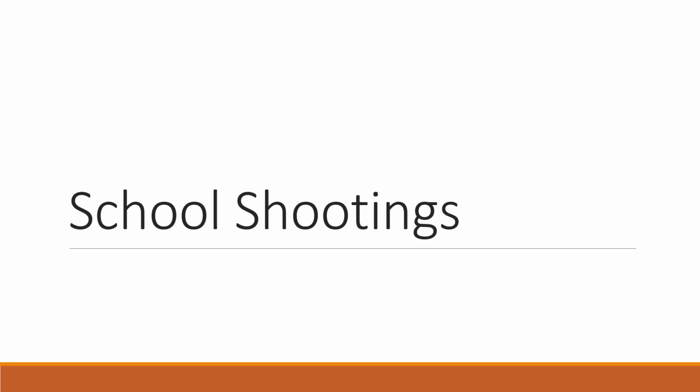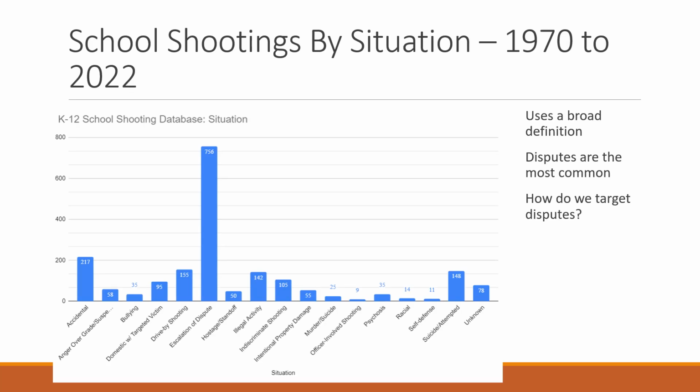In this lecture, we are going to cover some of the issues involved with school shootings. First, we're going to look at school shootings by situation. This graph was developed by the K-12 school shooting database. And here we're looking at school shootings from 1970 to 2022, and they're broken out by situation.